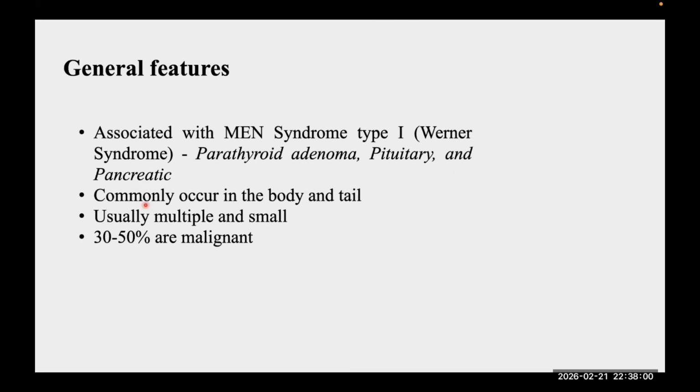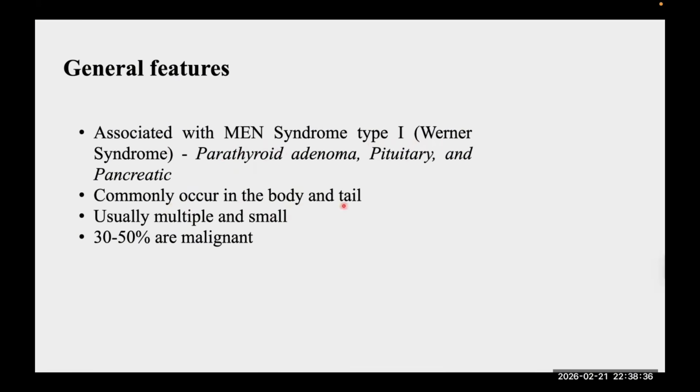Now, generally speaking, discussing the overall features of the neuroendocrine tumors, they're usually associated with MEN syndromes, or multiple endocrine... Actually, I forgot what MEN stands for. Oh, multiple endocrine neoplasia. Yeah. Multiple endocrine neoplasia syndrome type 1, Wermer syndrome. So type 1 is usually characterized by parathyroid adenoma, pituitary adenoma, and pancreatic tumors. So the 3 Ps.